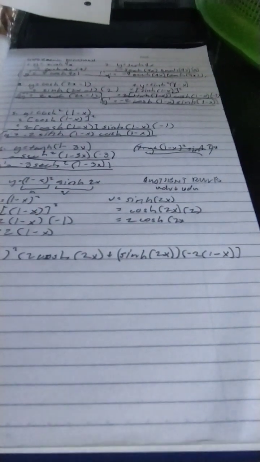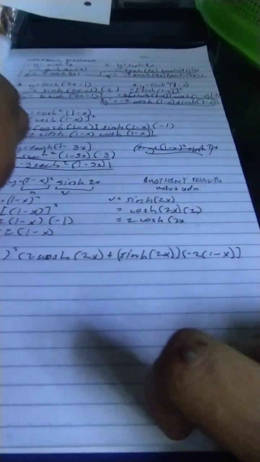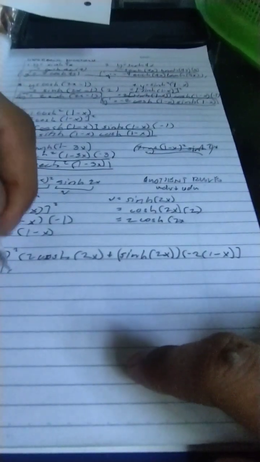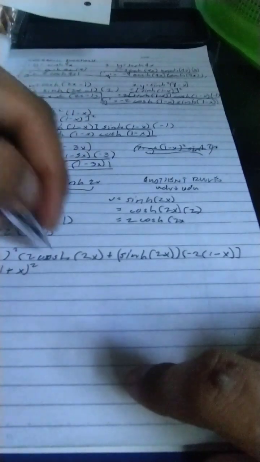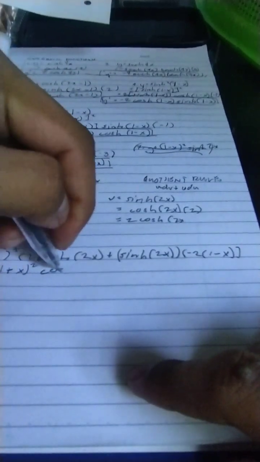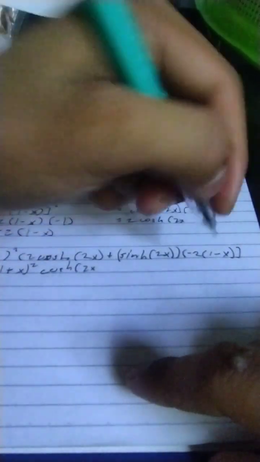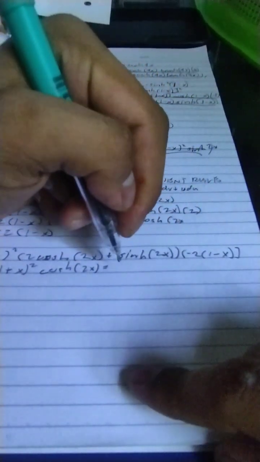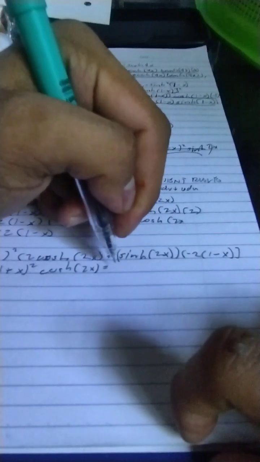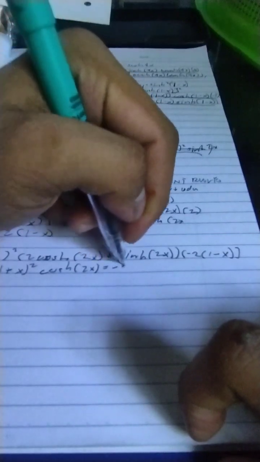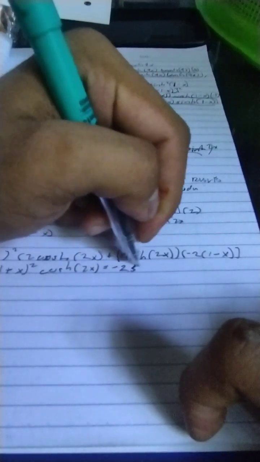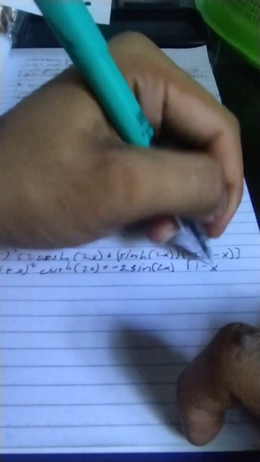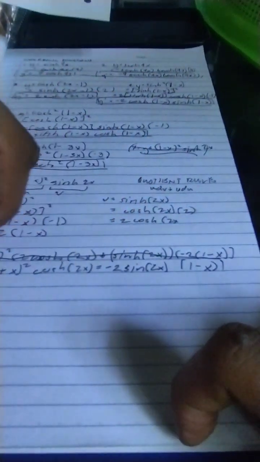Now we have to simplify. 2 times 2 in the angles of 1 plus x to the power of 2, then bring down the hyperbolic cosine in the angles of 2x, then this negative 2 times hyperbolic sine is negative 2 hyperbolic sine in the angles of 2x, then the 1 minus x. That's the final answer.